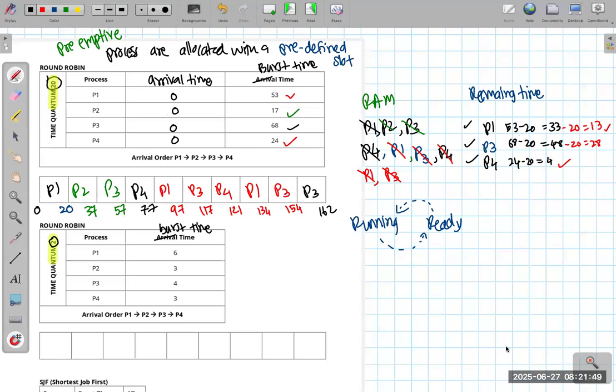So how did you get the values 20, 37, 57? Each and every process is allocated with 20 time units. So 20 units. Process 2 needs only 17. So 20 plus 17 is 37. Process 3 is given 20 units. Each process is allocated with 20 units.